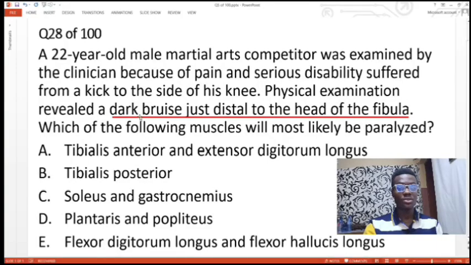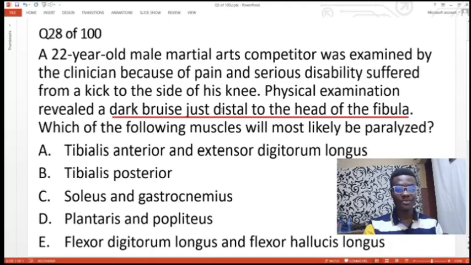So going back to the question, I've underlined the most important thing that we need to focus on, which is a dark bruise just distal to the head of the fibula. So which structure is distal to the head of the fibula? It is definitely the neck of the fibula. So a dark bruise that appears on the neck of the fibula is pointing to an injury to a nerve.